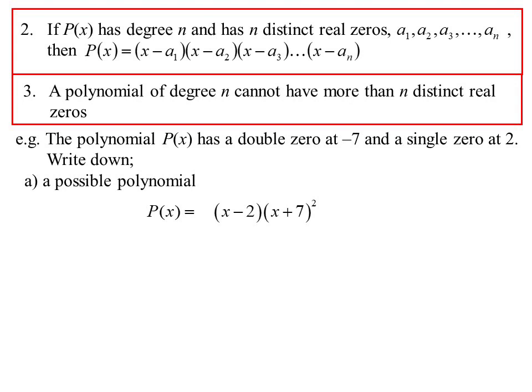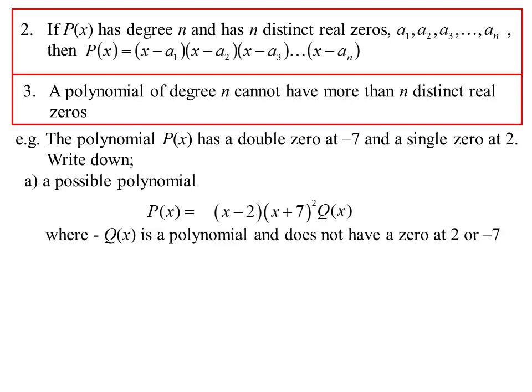It appears twice. It could also be multiplied by some other polynomial though, because they haven't told me anything about the overall degree of the polynomial. However, what I do know about this other polynomial that it multiplies with is that it can't have a zero at 2 or -7. Otherwise, that would change the nature of those zeros. For instance, if you had another one at -7, it no longer would be a double zero. It might become a triple zero.